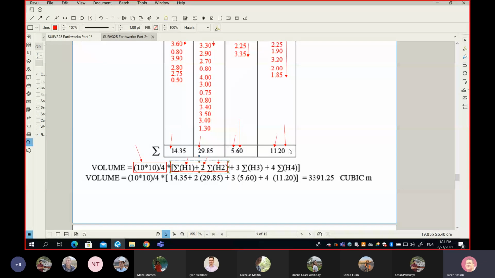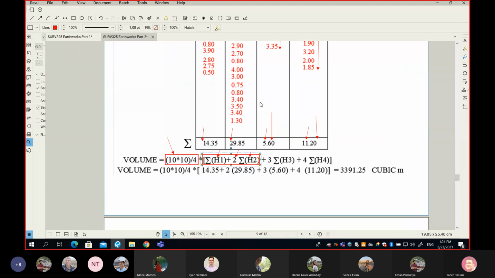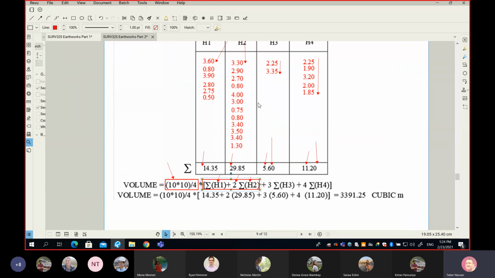And again, as I said, trapezoidal is not a rule. It is someone who is a little bit smart who figured out some observation and tried to shorten the calculation. Okay? You guys following so far? Should we proceed?